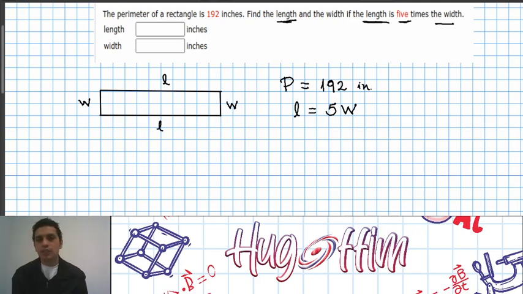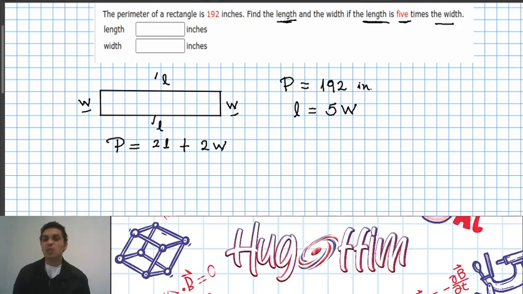Obviously this relation is the perimeter of a rectangle. If you remember from basic geometry, the perimeter of the rectangle is just the addition of each side. So we're just going to add each side. In this case it will be L plus L, 2 times L, plus width plus width, 2 times the width. And this is the perimeter of my rectangle.